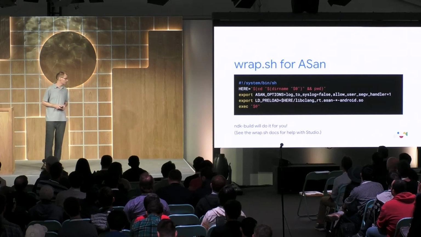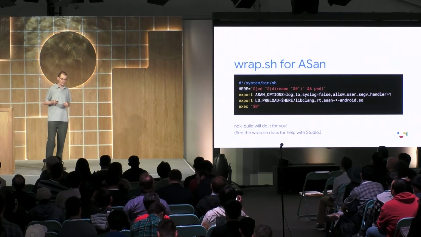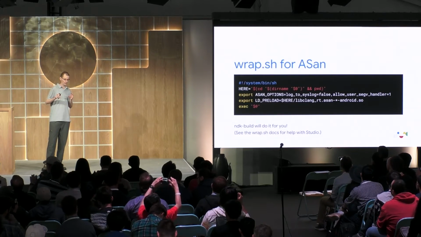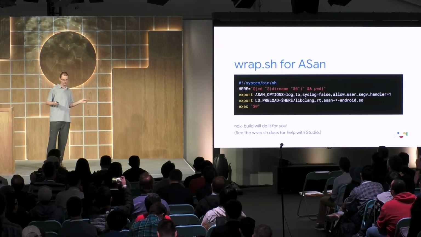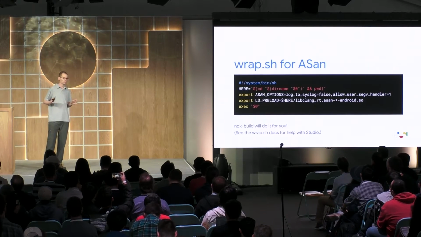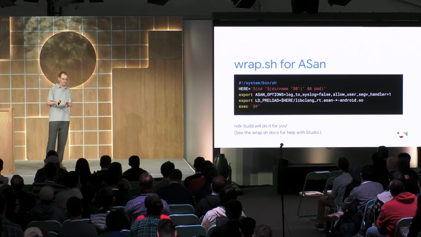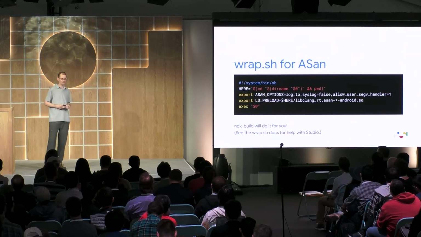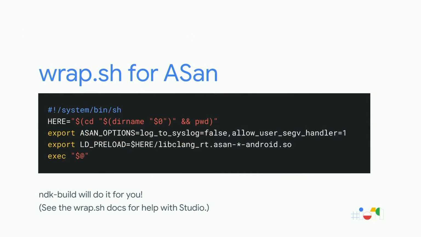Here's a slightly more interesting version then. So the ASAN options, there's a link a couple of slides ago for all the details about the different ASAN options. This is just an example of common options that you will want if you're using ASAN on Android. So that puts that into the environment for when your app starts. LD preload, like I said, that's a clue to the dynamic linker. When you start this app, load this library first. And this is kind of the runtime for ASAN.